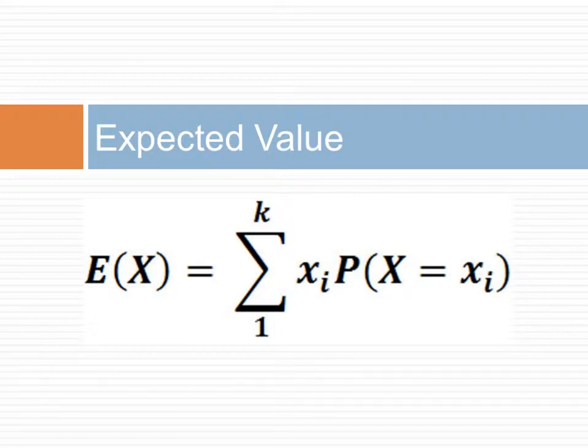The expected value of a discrete random variable is calculated by summing the product of the probability of the event times the value of the event.